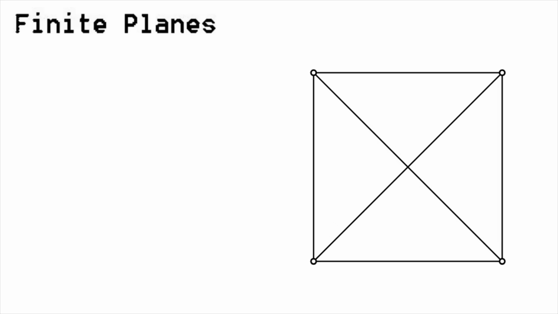Our first example is the complete graph on 4 points. No, really. If we take the vertices as points and the edges as lines, with the obvious incidence relation, that's an affine plane.